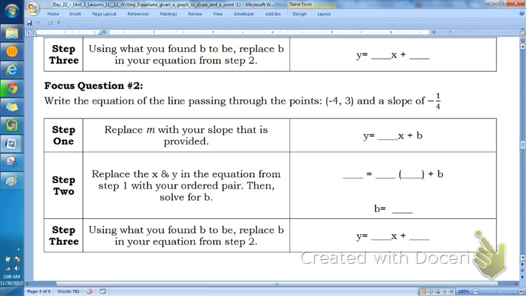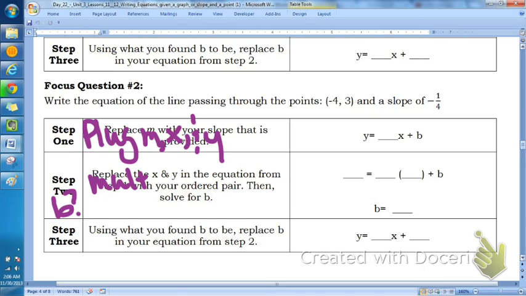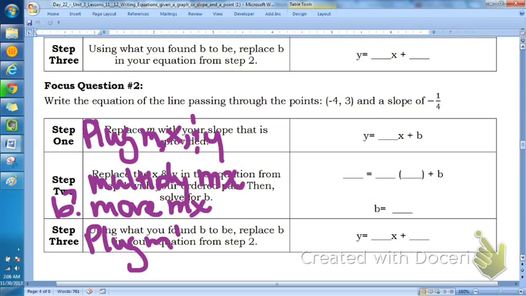Okay, so if I replace those 3 steps that they have written down there with step 1, plug in your m, x, and y. Step 2, figure out what b is equal to by multiplying your m and x together, then move that m and x value to the other side of the equation. Finally, step 3, plug in the m and the b value that you just got from the previous step into the equation. So let's try this.